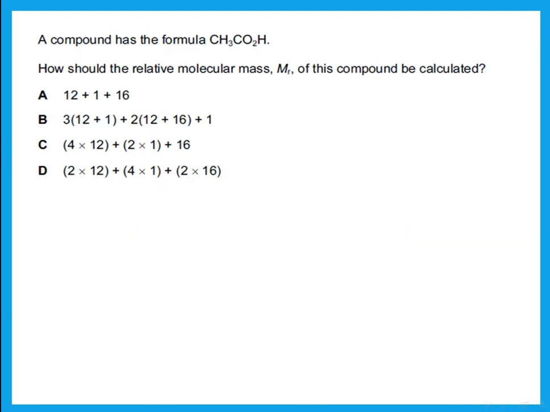A compound has this formula. How should the relative molecular mass of this compound be calculated? Well, if you sit down and calculate the molecular mass of this, I have carbon. Carbon is 12. Now, how many carbons total do I have in that compound? I have 2. So 2 times 12. Plus, hydrogen is 1. I have how many? I have 4.